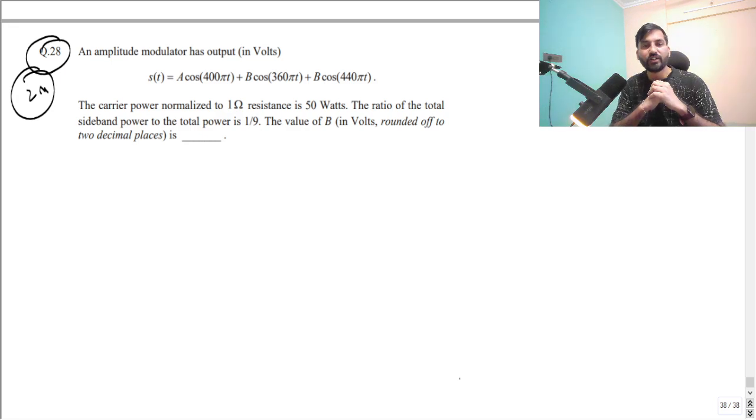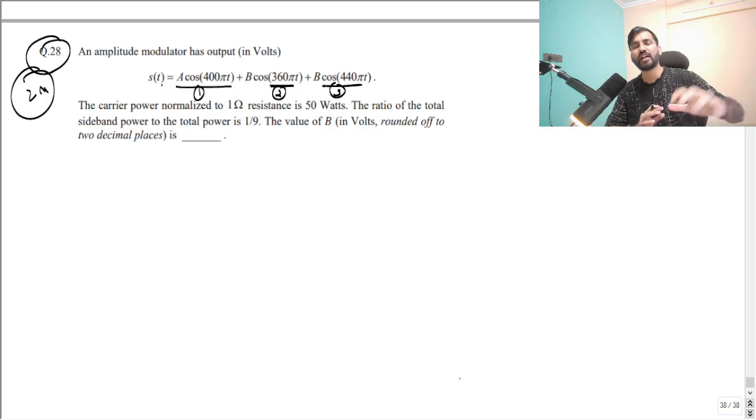So an amplitude modulator has the output, so this is an amplitude modulated signal. s(t) is given, which is A cosine 400 pi t plus B cosine 360 pi t plus B cosine 440 pi t. Here you have to identify the terms, which one is the carrier term and which are the sideband terms. This is going to be your carrier term, where omega c is 400 pi, and these are omega c minus omega m and omega c plus omega m. So these are the two sidebands, and this is the carrier signal. There are three terms given.